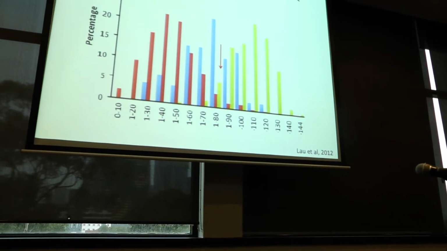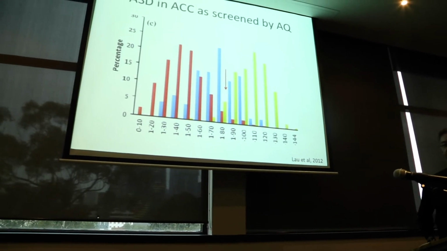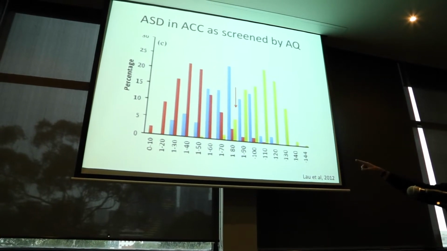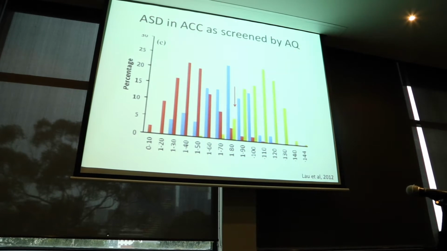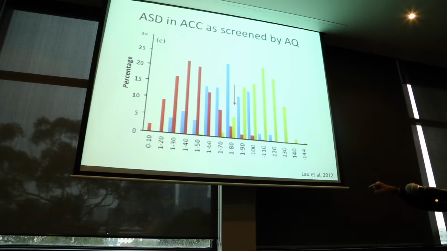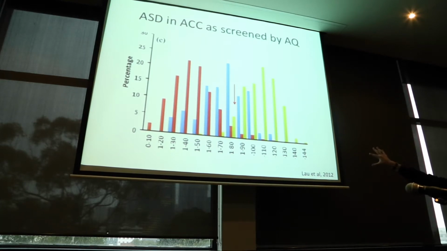And if it's higher, you're more neurotypical. And so what is in red is the distribution of the individuals who are children who had ASD, and you can see their scores are shifted over to the left. The neurotypical controls are in green, and you can see that they're shifted to the right.